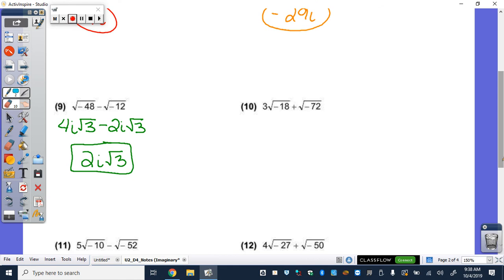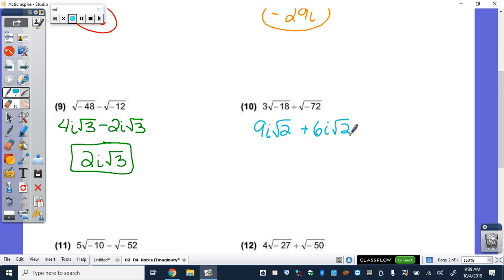All right, number 10. Perfect square out of 18: 9. The square root of 9 is 3, but times that other 3 gives me a 9 again, so 9i and then radical 2. Always put the i in front because you don't want to make the i look like it's under the radical sign. And then our largest perfect square out of 72 is 36. This becomes 6i radical 2.